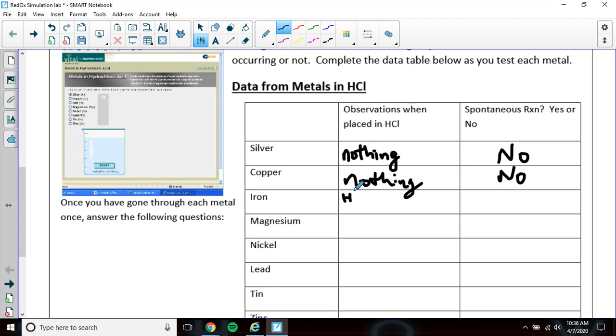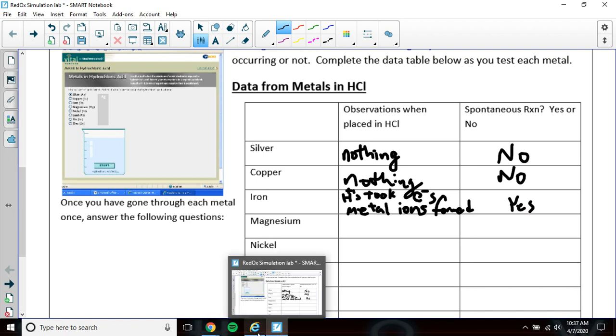The H pluses took electrons. Oh, sorry, it's H pluses. Took electrons. And metal ions were formed. That's what I saw. Did it happen all by itself? Absolutely.